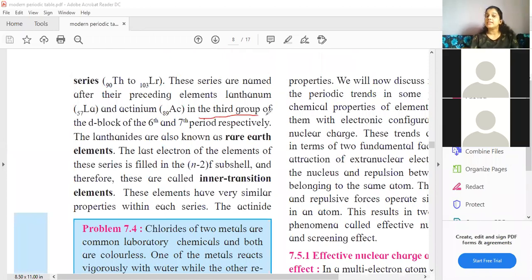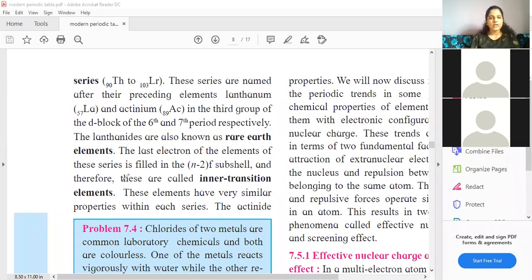They are present in the third group of D block, in the 6th and 7th period respectively. So it is in the third group. In the 6th period we have the lanthanide series, and in the 7th period we have the actinide series. Again, something that you already know.